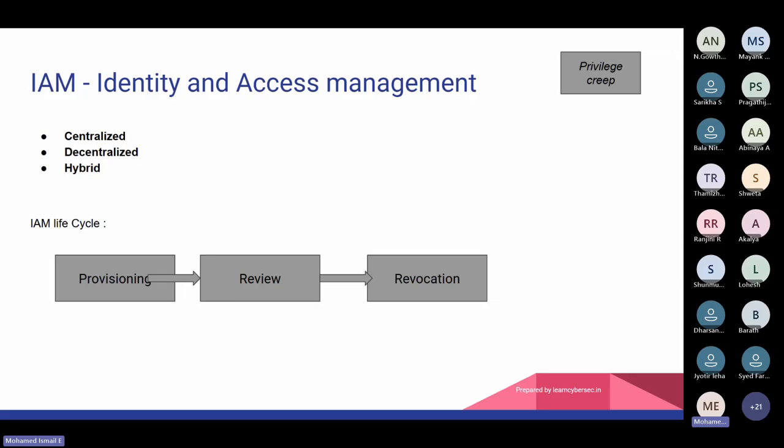Centralized. Imagine there is a private company that operates business in India, Europe, and America, three regions. All these three regions have around 1,500 employees across the globe. These 1,500 employees should be managed in an access control policy.